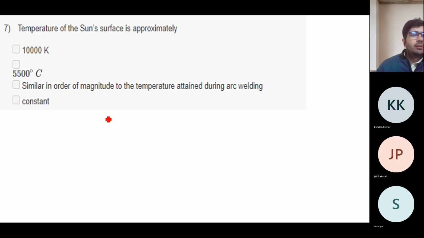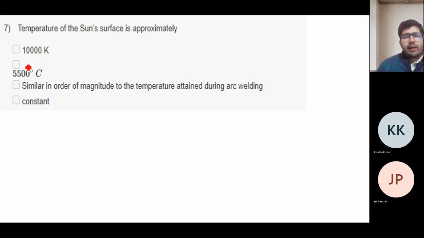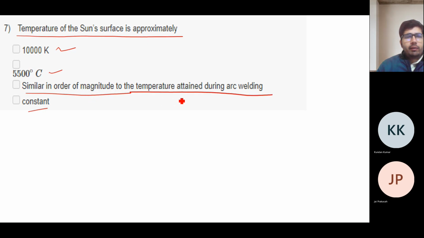Now the temperature of the sun surface is approximately... So I think in the first slide we have seen this. What is the temperature of the sun surface? So there are multiple options like 10,000 Kelvin, 5,500 degrees centigrade, or constant or similar in order of magnitude to the temperature attained during arc welding.